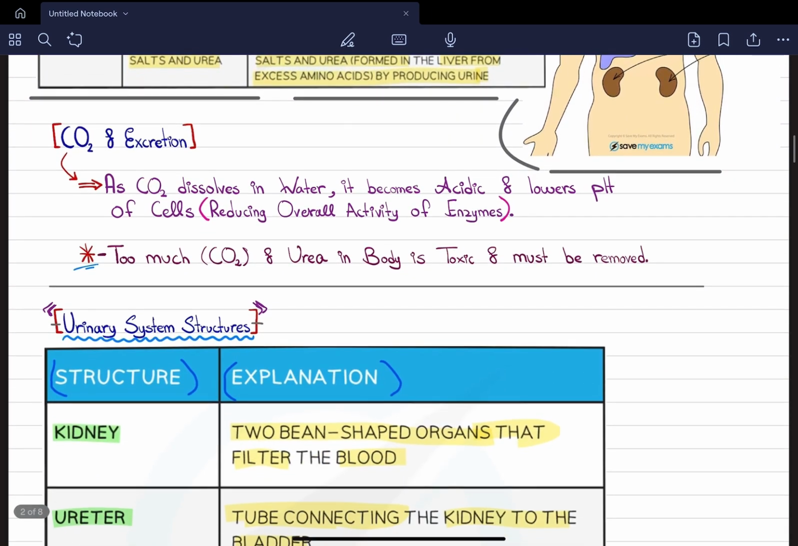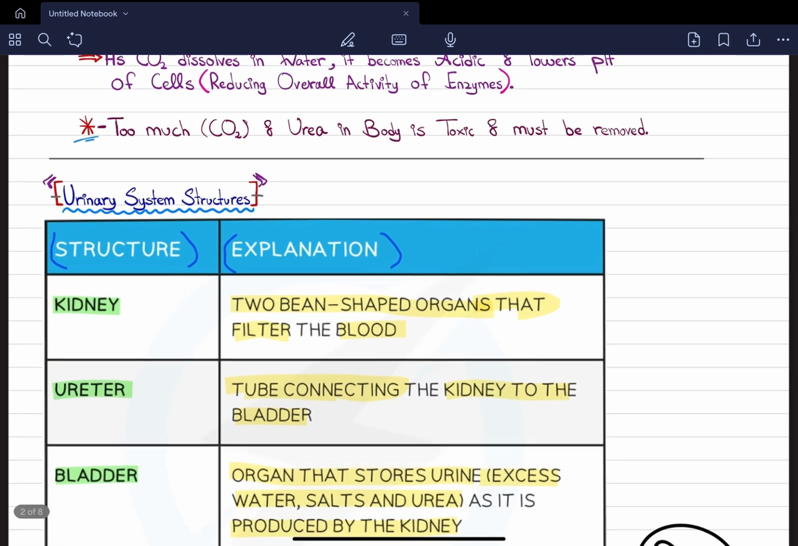Coming to carbon dioxide and excretion. Carbon dioxide dissolves in water and becomes acidic. By this, it lowers the pH of the cells, and this reduces the enzyme activity, because if the pH moves too far away from the optimum pH, the enzyme begins to denature. When carbon dioxide dissolves in water, it makes your blood acidic, and it causes the pH around the enzymes to lower. This will eventually end up in the enzymes being denatured and losing the shape of their active site. So too much carbon dioxide and urea in the body is toxic, and it must be removed.